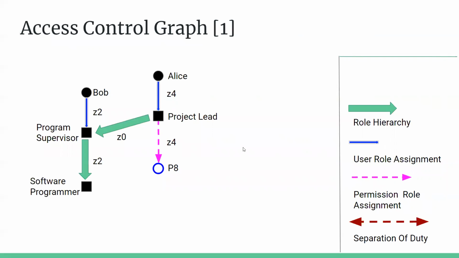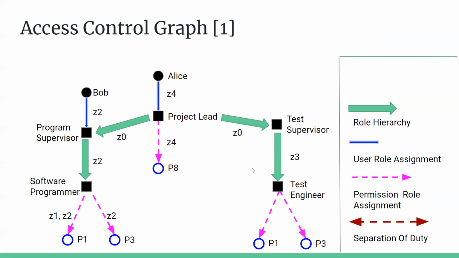We can further complicate this graph by adding another role, which is a junior role to Bob, software programmer, which Bob can then access under zone 2. Similarly, he can then access the software programmer's permissions, permission 1 and 3, under the same zone 2.